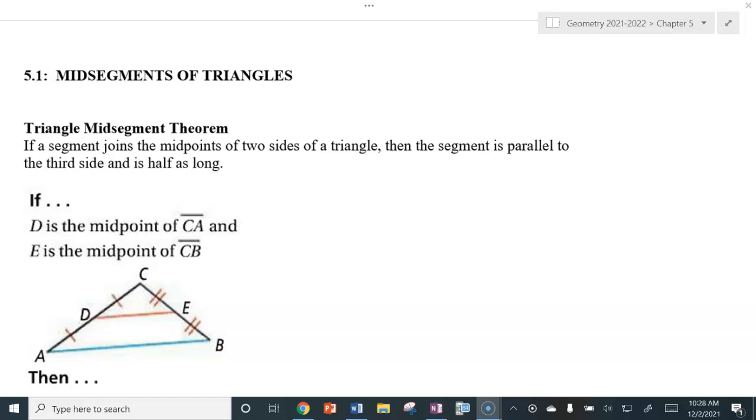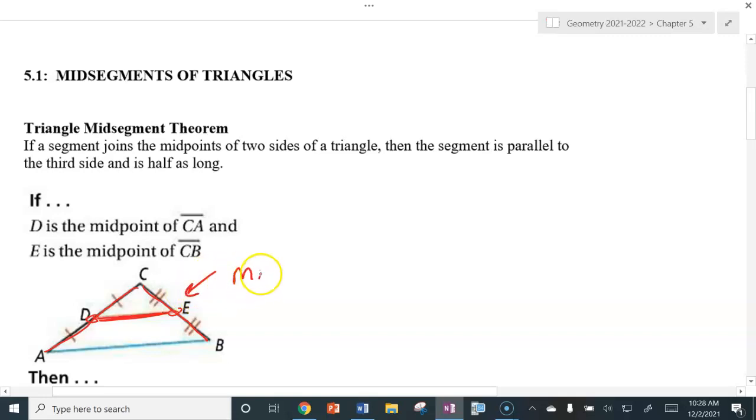And what we're going to do today is look at the triangle midsegment theorem. What this says is that if you join the midpoints of two sides in a triangle, so for example this one and that one, that line segment ED is called the midsegment. And it connects the midpoints of line segment CB and line segment AC.